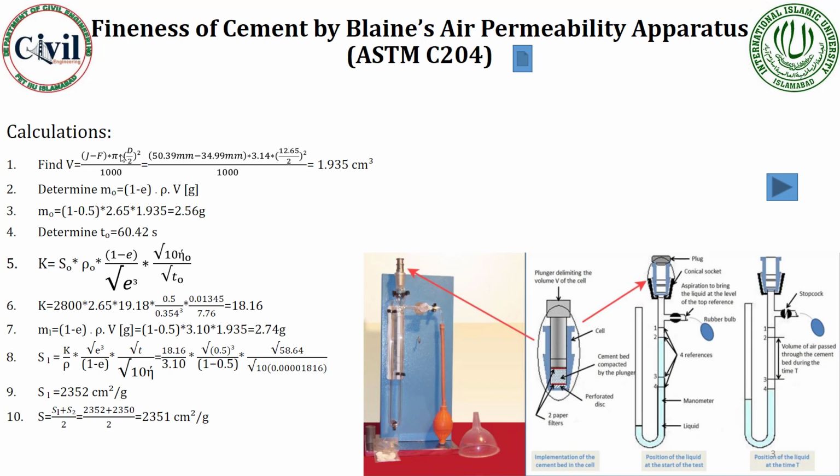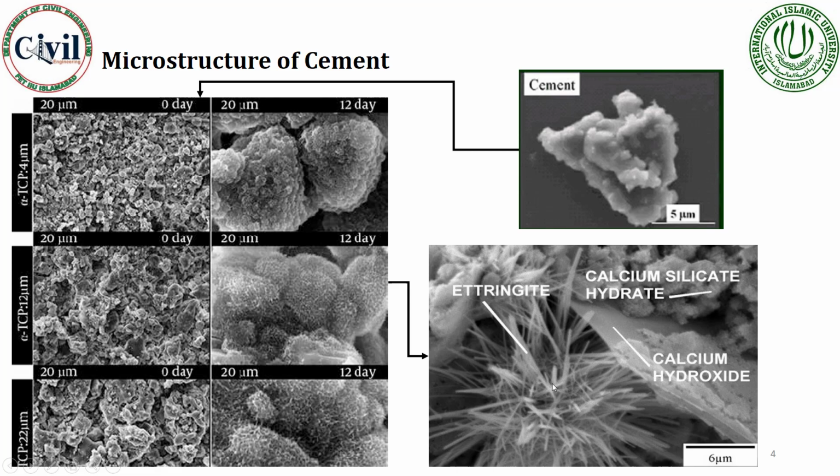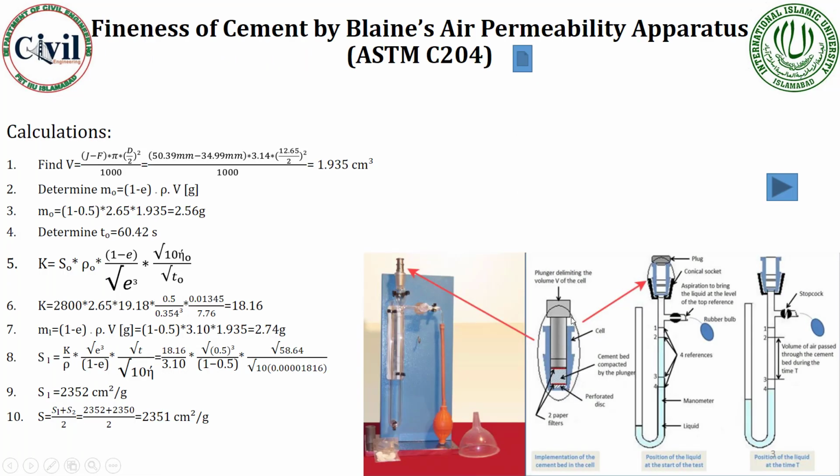So here it is pi d square by 2, which is basically the calculation of its cross-sectional area, multiplied by J minus F. J is basically the height between this point and this point, and F is the length of the plunger which is inserted in the cell, the height between this point and this. So we will get the height of the column.